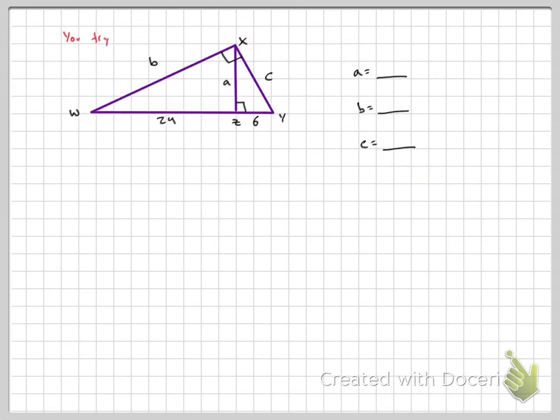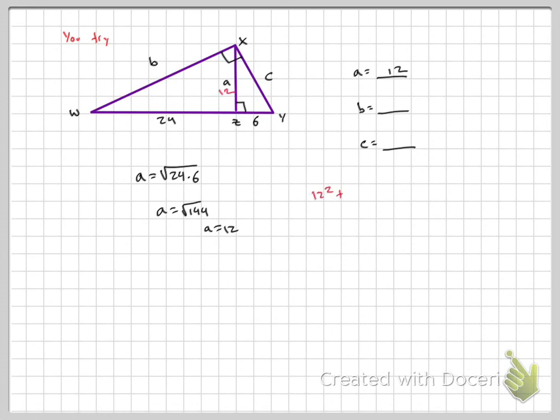Go ahead and pause it, see if you can do this one on your own, and then I'll show you the setup. So A is the geometric mean of 24 and 6. So 24 times 6 is 144, so A equals the square root of 144. 144 is a perfect square, so A equals 12. Once I know A equals 12, I'm going to use Pythagorean theorem to solve for my other sides.